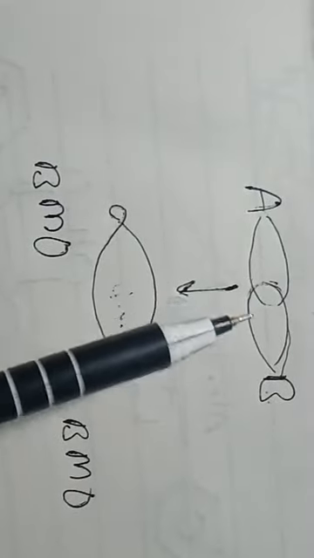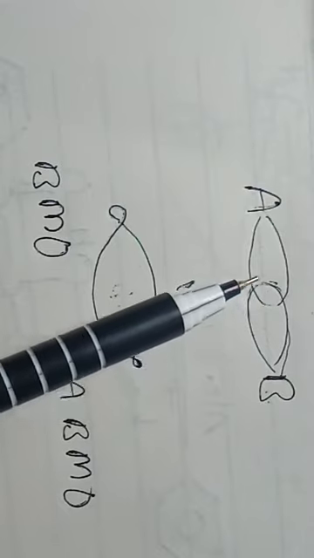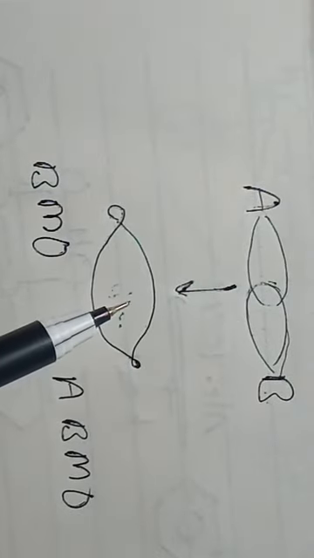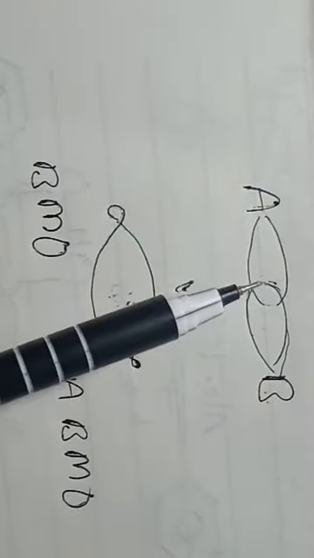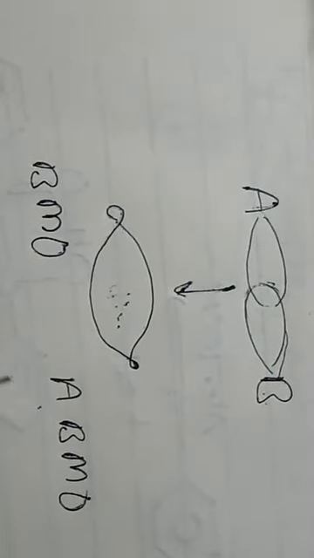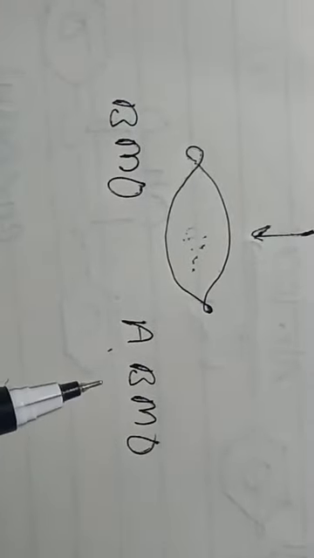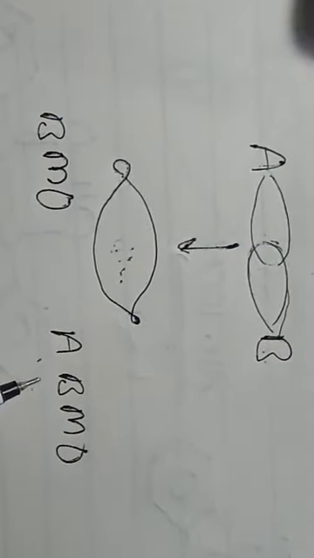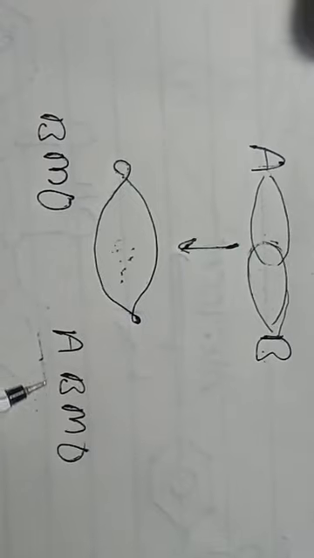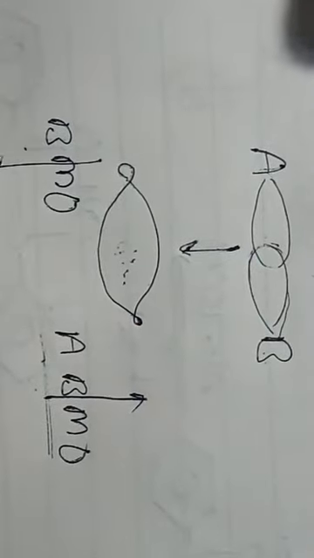Okay, students. So the same number of molecular orbitals will form as the number of atomic orbitals taking part in the molecular orbital formation. Now, out of these two molecular orbitals, the anti-bonding molecular orbital is with higher energy, and the bonding one is with lower energy.